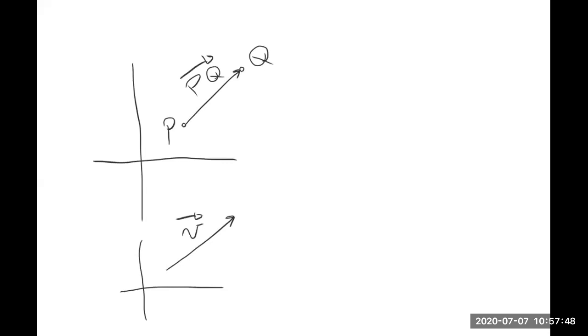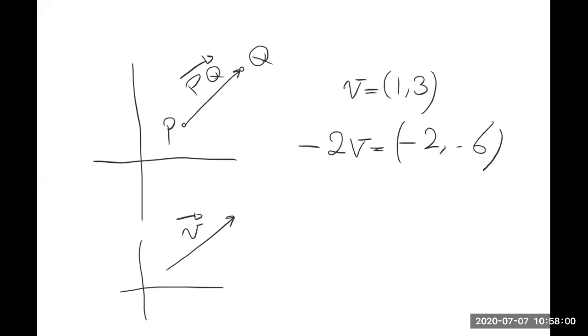So if V is, say, 1 and 3, and they ask me what is minus 2V, I should multiply each coordinate by minus 2. So that would be the vector.